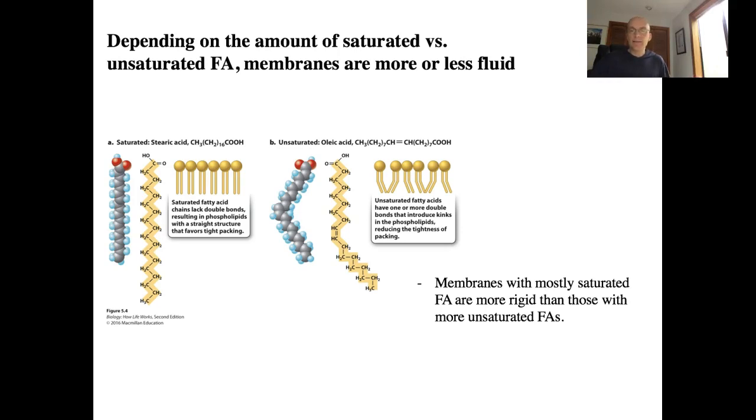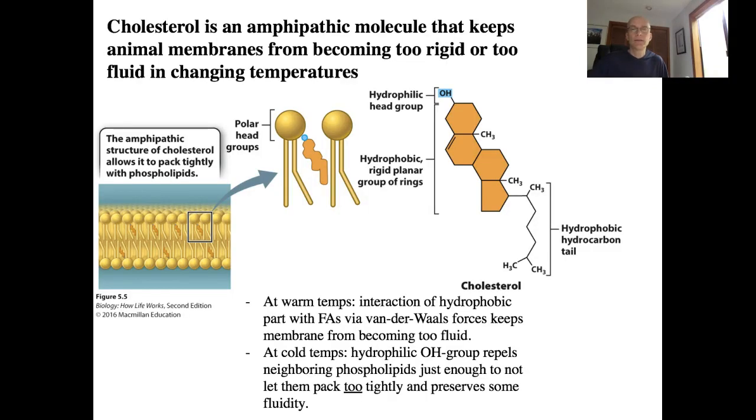Membranes in cells are not just lipid bilayers. They have other components inside them. And one component that animal cells frequently have is cholesterol. So that is where cholesterol comes from in the diet, from animal cells. Cholesterol is also an amphipathic molecule, one that has both polar and nonpolar regions.